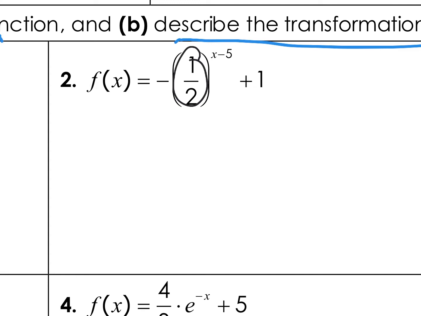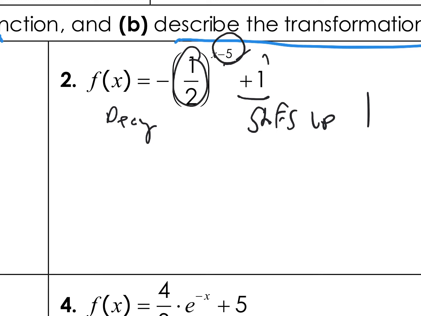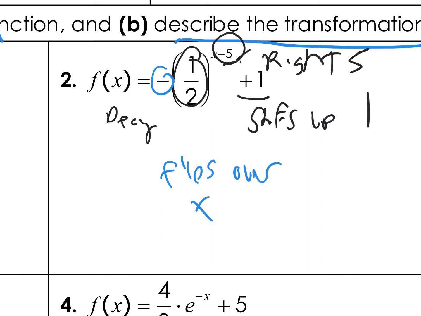This is less than 1, so it's a decay. What happens to this decay? It shifts up 1. And it shifts right 5. And what does this do? Flips over the x-axis.